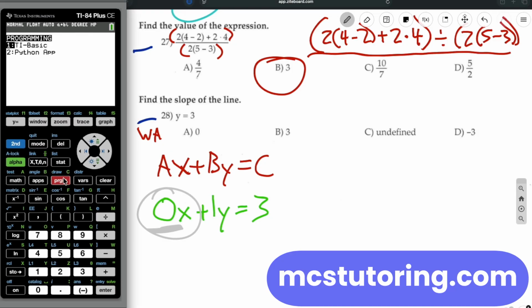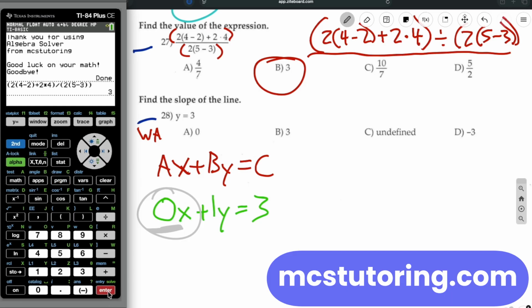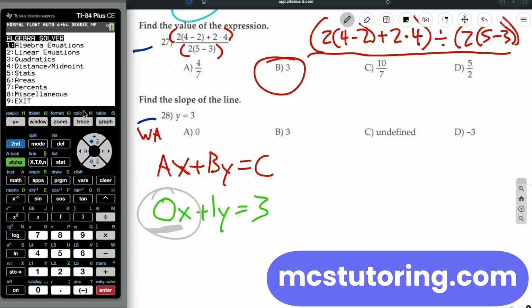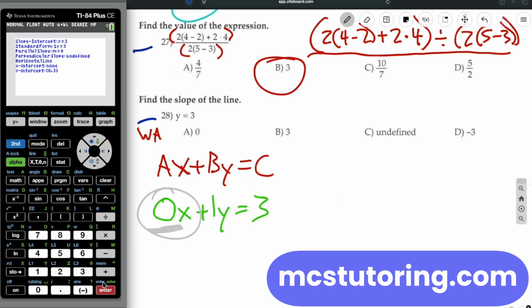So look, I'm going to go back to programs, TI Basic, algebra solve. I got to press enter twice. I know, pain in the butt. So we're going to go to linear equations again. Now check this out. Standard form, okay? What's my A value? 0. Coefficient of the x is 0. B, what's the coefficient of the y? 1, even though it's not written. And then C is 3.